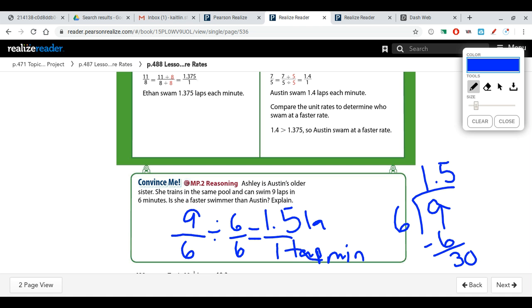So this should be minutes, not laps. This is laps. Okay, so Ashley is swimming at a faster rate, so she's a faster swimmer than Austin because 1.5 is greater than 1.4. So she's a faster swimmer than Austin.